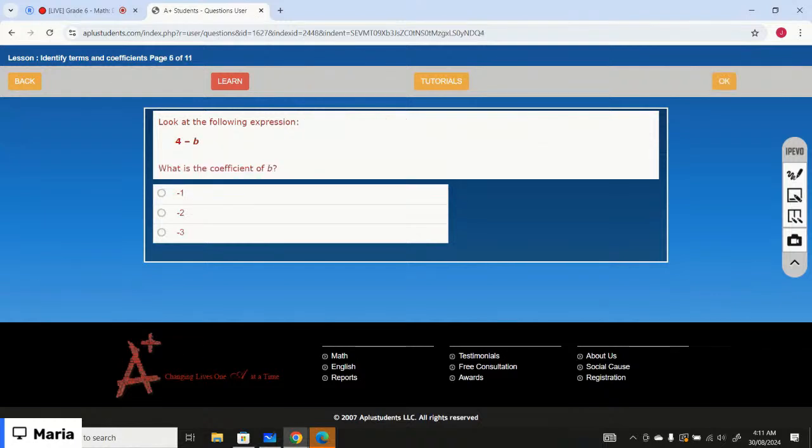Look at the following expressions. What is the coefficient of b? Which is the correct option? That is negative 1, right? The correct option is option number 1. Very good.